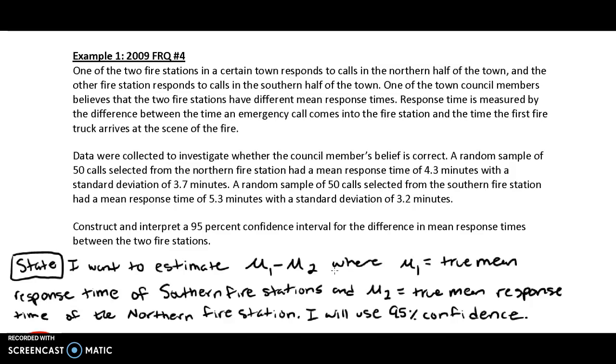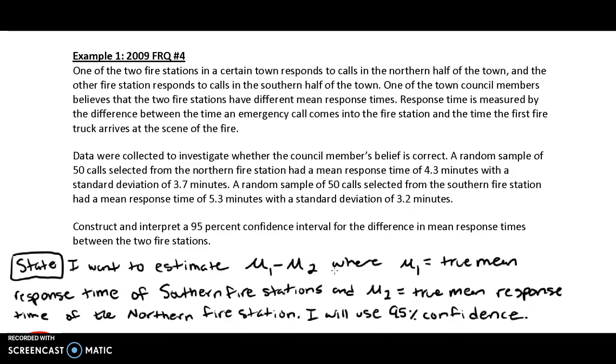And a random sample of 50 calls selected from the Northern Fire Station had a mean response time of 4.3 minutes with a standard deviation of 3.7 minutes. And a random sample of 50 calls selected from the Southern Fire Station had a mean response time of 5.3 minutes and a standard deviation of 3.2 minutes. Let's go ahead and construct and interpret a 95% confidence interval for the difference in mean response times between the two fire stations.